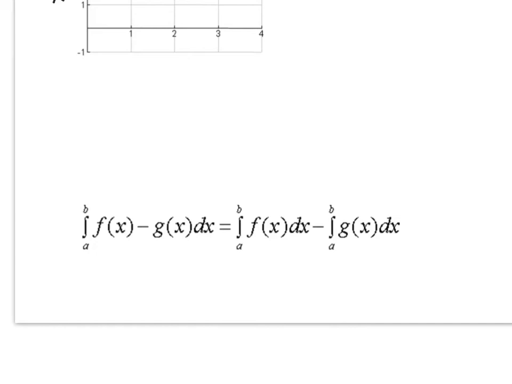Now that's no different than finding the area underneath f of x by doing the antiderivative from a to b of f of x dx, minus the area under g of x, which would be the antiderivative from a to b of g of x dx. So this is the application that we're going to be focusing on in all of our examples tonight.